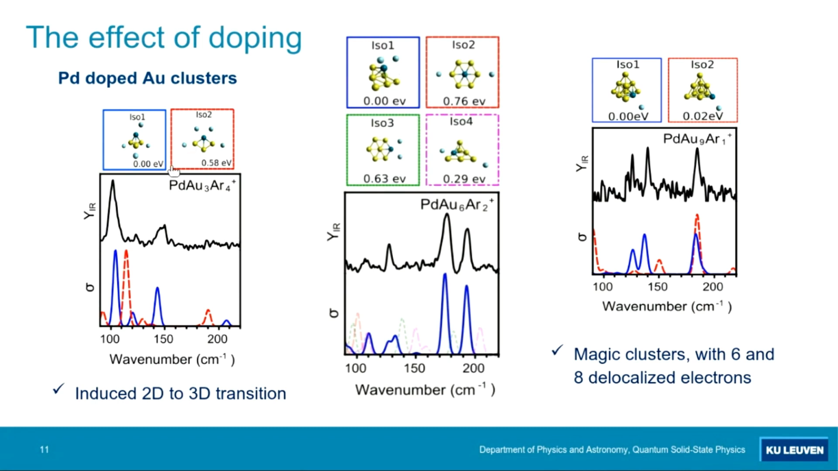So for example, this is the case of palladium gold 3. So you have here 4 atoms in the system. The pure gold cluster was 2-dimensional, this tetrameric structure, but doping changes the system into a 3-dimensional cluster. So you see we tried 2 isomers. It matched really well with this small pyramid. So it's definitely not a planar structure.